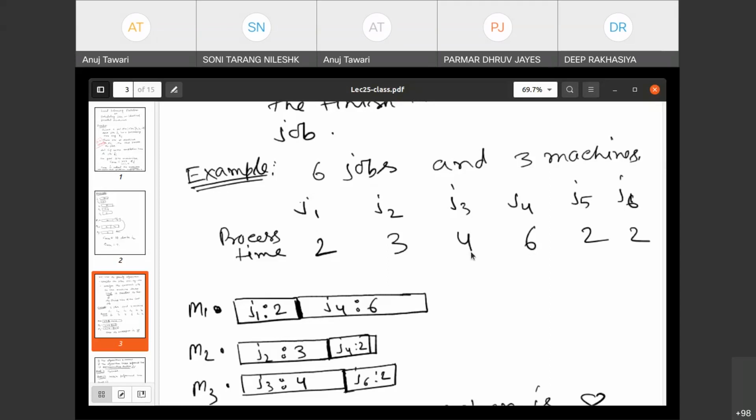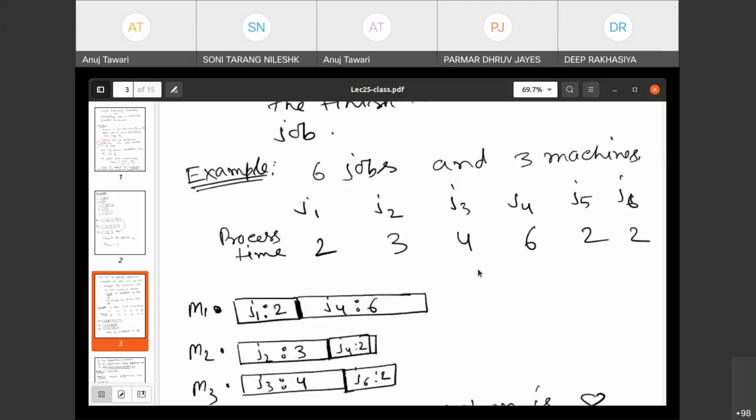The only thing you could try is to put 3 and 4 in one machine, but then 6 has to be put somewhere. No, actually you do get it here. You could put 2, 2, 2, 6 and 3 and 4. But in general, that is not the case. Yeah, 6, 4, 2 and 2.